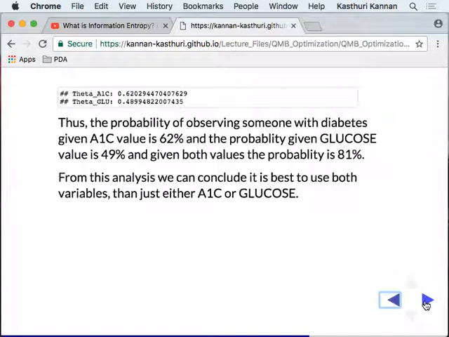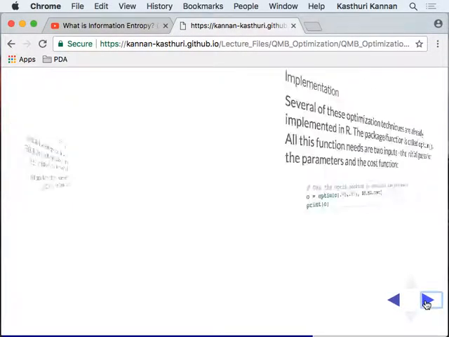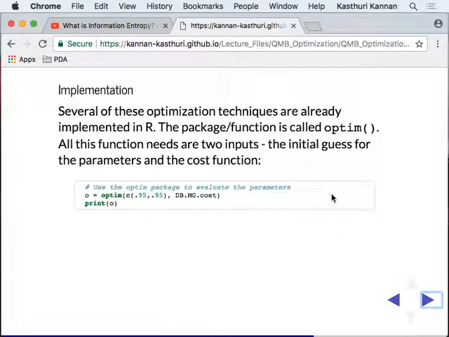So you can actually ask several questions and answer them with just this logic alone. There are several optimization techniques already implemented in R. I just made this example for you to go through and see how gradient descent works in action. But it's pretty easy actually. Once you set up the cost function, all you need to do is call optim with some initial value and the cost function. It's going to spit out the optimization value. It's as simple as that.